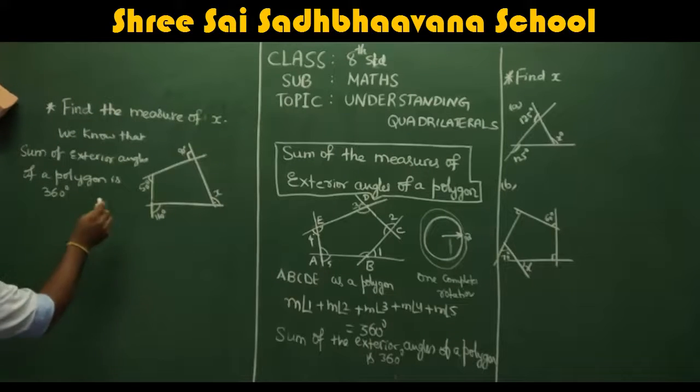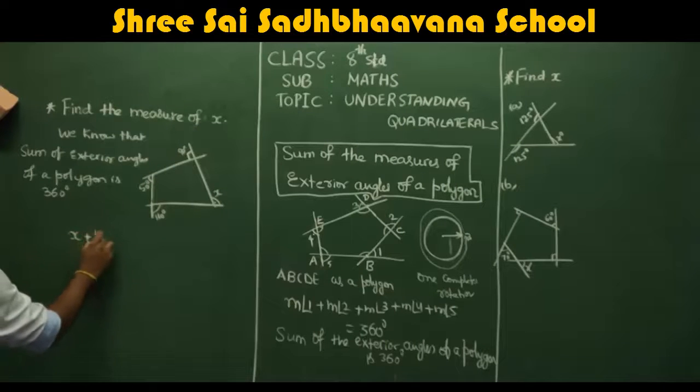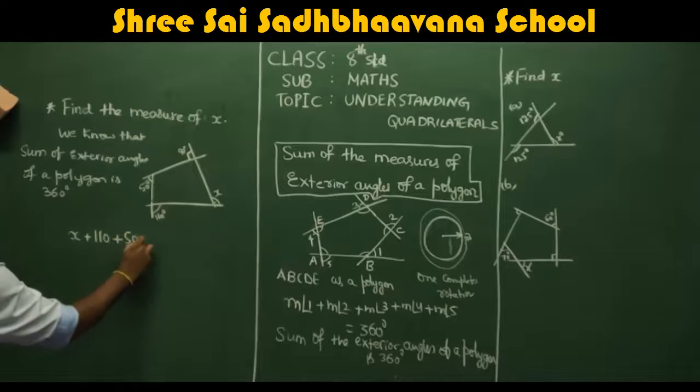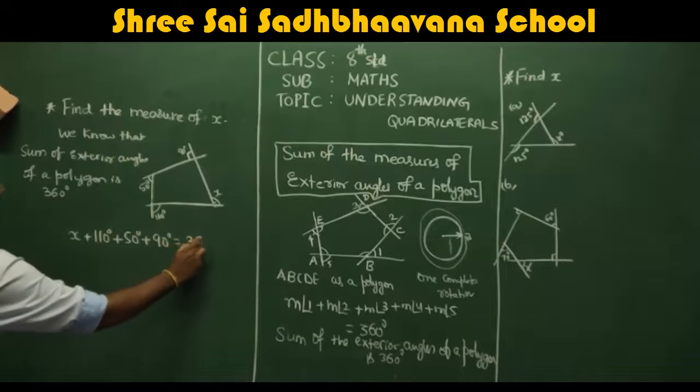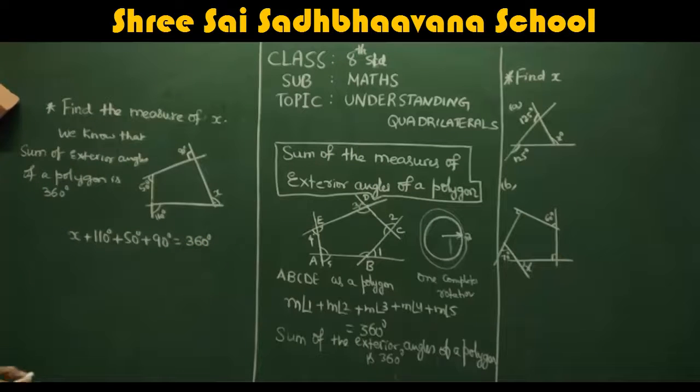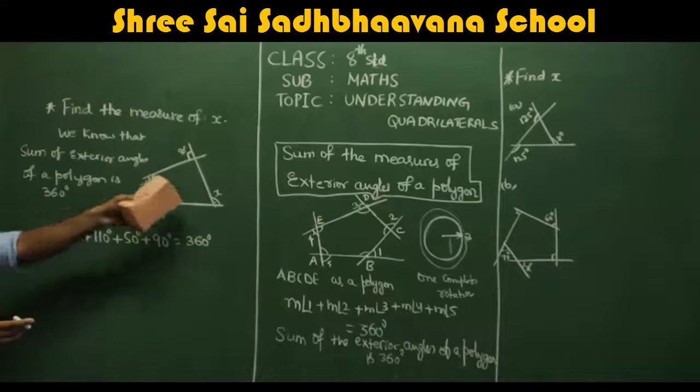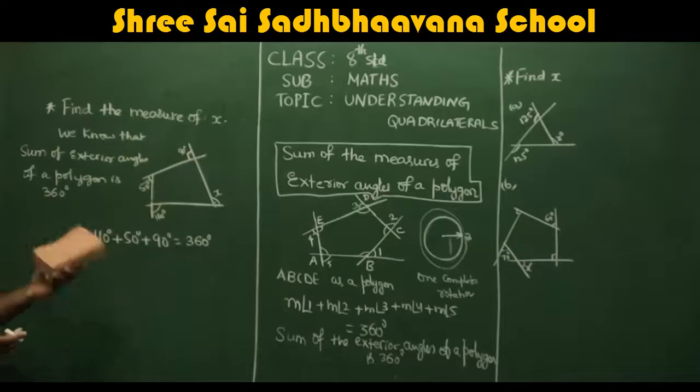So here, it's a very simple sum. X, we don't know, keep it as x, plus 110 plus 50 plus 90 degrees should be equal to 360 degrees. Correct? As we know from the property that the sum of the measures of the exterior angles of a polygon should be 360. I'm just using that property. I'm adding all the exterior angles, and we know that the sum should be equal to 360.